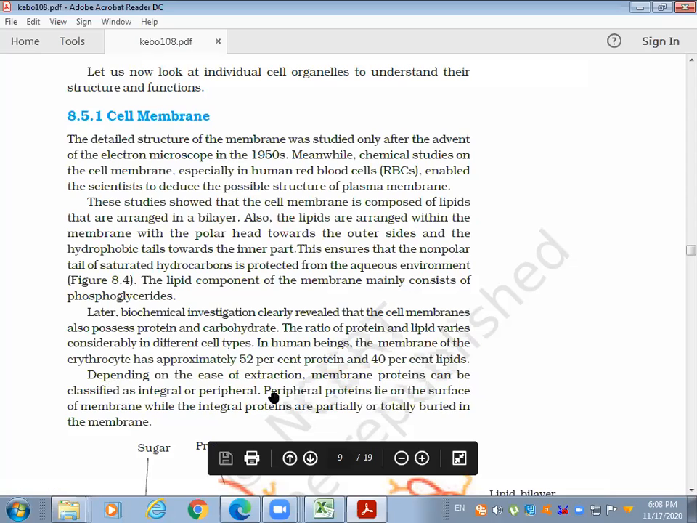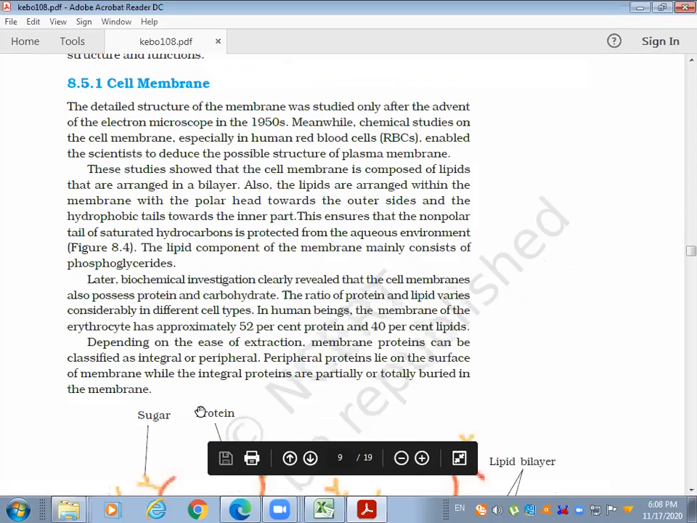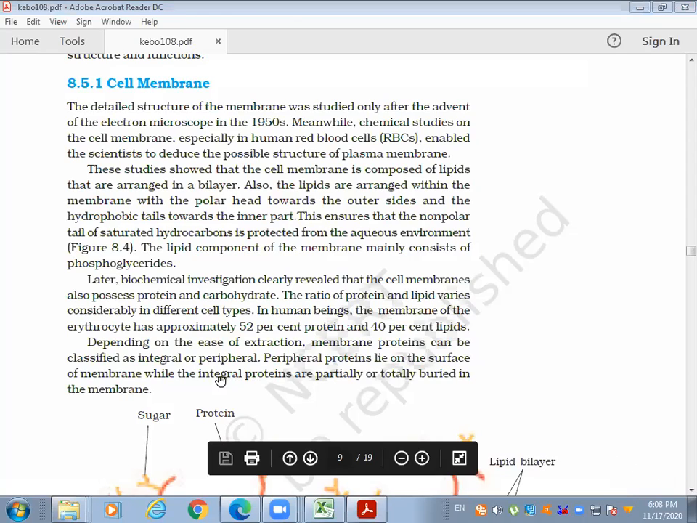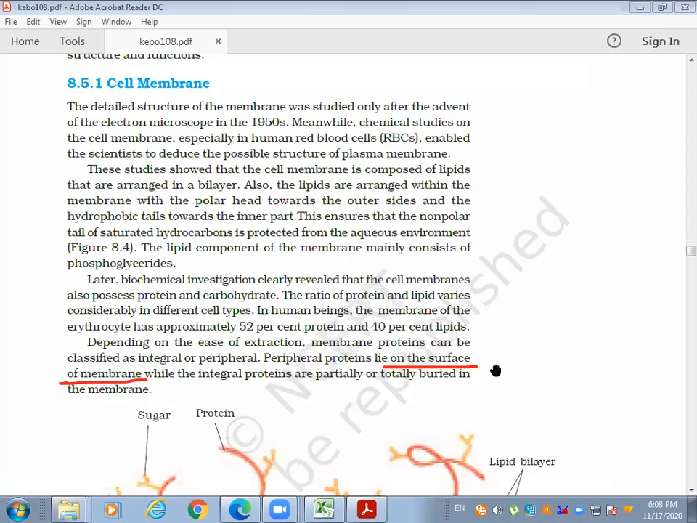Depending on the ease of extraction, membrane proteins can be classified as integral or peripheral. Peripheral proteins lie on the surface of the membrane, while the integral proteins are partially or totally buried in the membrane.